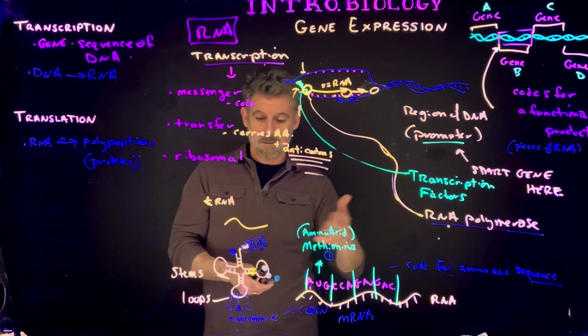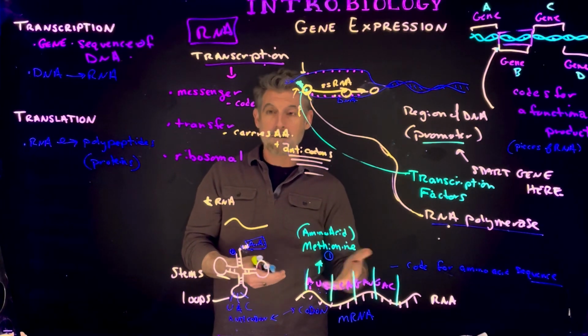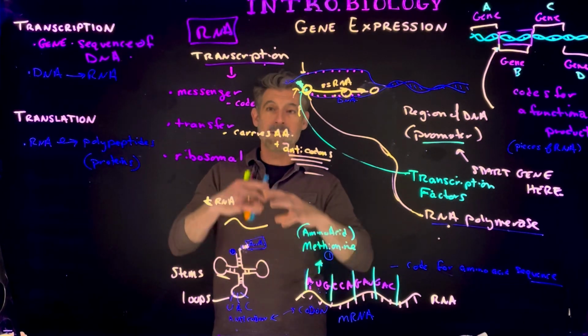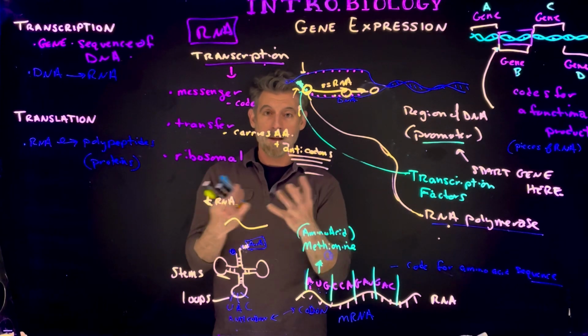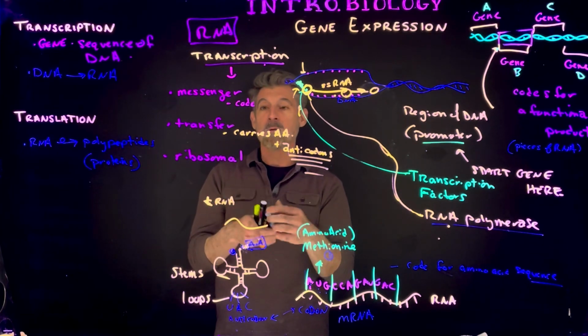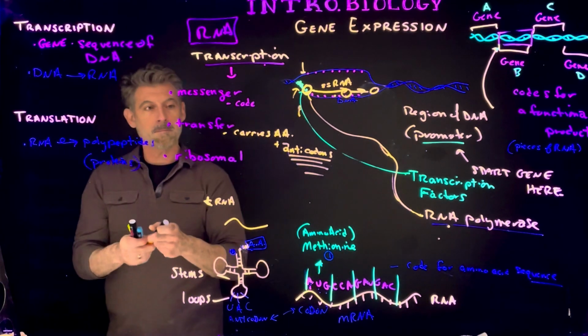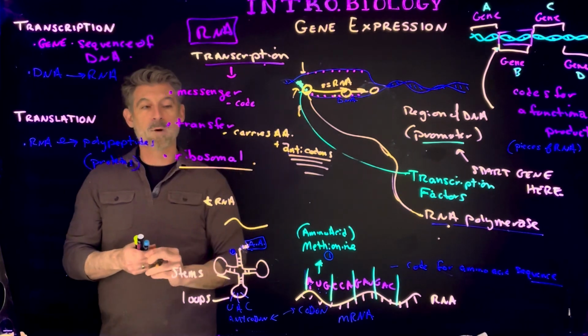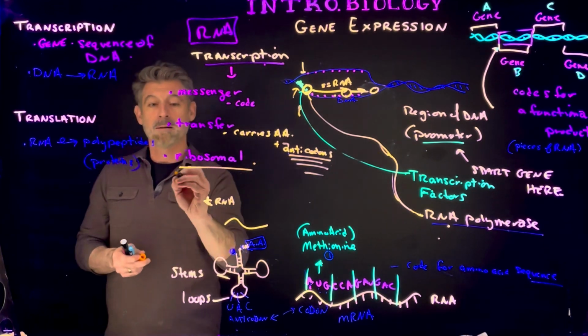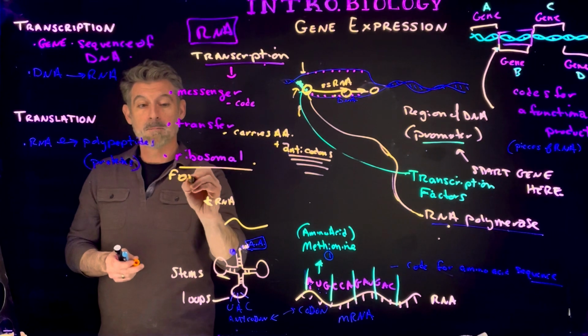That process that I'm talking about does not happen all on its own. It happens inside a very complex little molecular machine called a ribosome. And that's where we get to the third type here. The ribosomal RNA forms the ribosome.